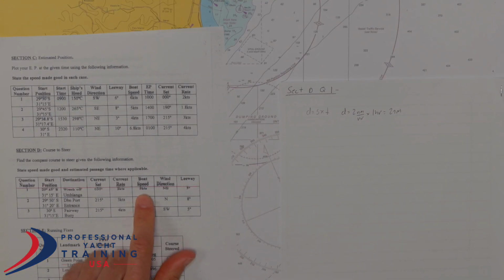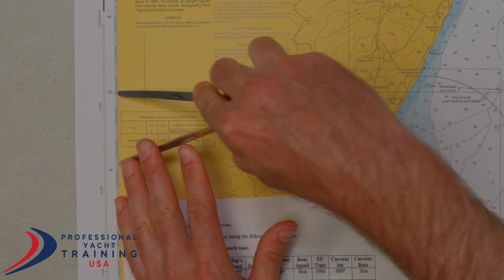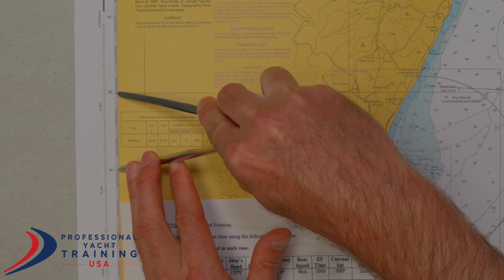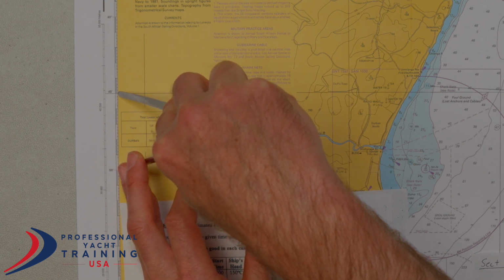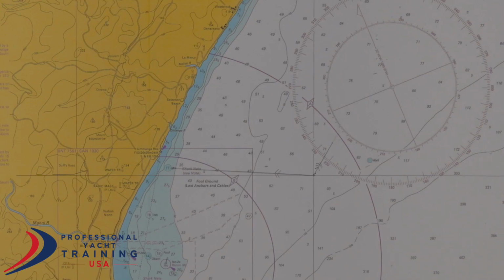Okay, next piece of data they've given us is boat speed, and this is kind of the crux or the key point with our course to steer. Our boat's capable of traveling at 5 knots through the water for this problem. So I'm going to go ahead and measure out that 5 nautical miles right here on the latitude scale again. 45 down to 50, that's 5 nautical miles. We'll be nice and precise. And where am I going to put that?